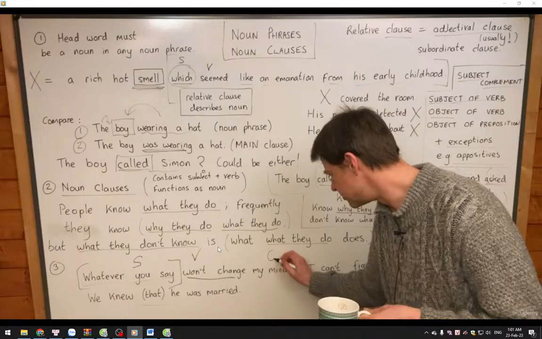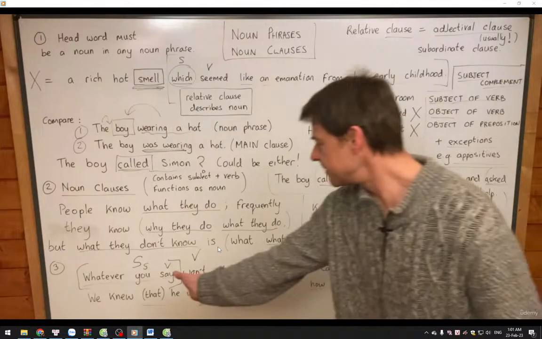Because it's got a subject and a verb inside it. Yeah, it's got a subject. The main elements are "you say whatever", and that is functioning as the subject of "won't change". So it's doing one of our four things that nouns do. It's functioning as a noun. Whatever you say won't change my mind. Whatever you do won't help would also be a noun clause being used as the subject of a verb, "won't help".